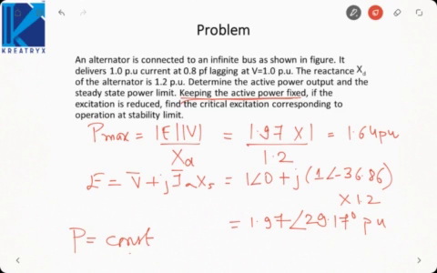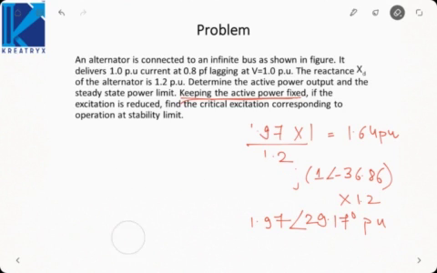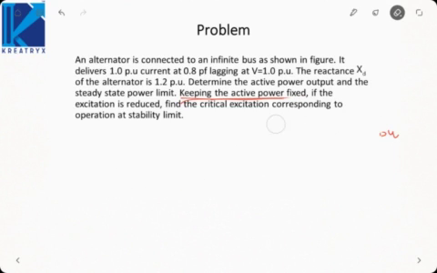Now if we go on reducing the excitation, then P max will go on reducing. Operation at stability limit means P will be equal to P max. So if P is kept fixed and we reduce E, P max will go on reducing. And if it becomes equal to P, that will be the critical limit. Because if P max goes below P, then the system will become unstable. Active power output should never be greater than P max, otherwise the system will lose synchronism. So the critical case will be P equal to P max equal to 0.8.